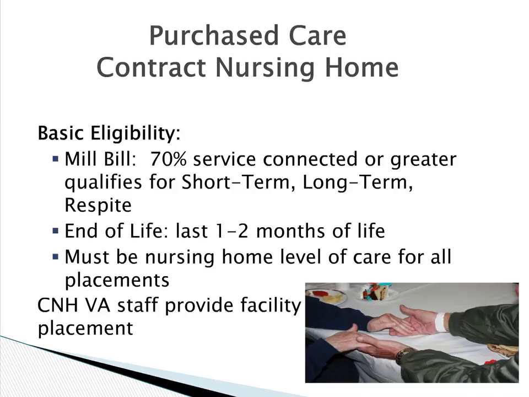So if they're 70% service-connected or greater, they're going to qualify for placement in those categories. Short-term placement, which is skilled, a nursing facility, long-term placement, or respite. Or end of life. So at the VA, Medicare is 6 months or less. The VA is 1 to 2 months of life expectation, and they have to be nursing home level of care for all placements.